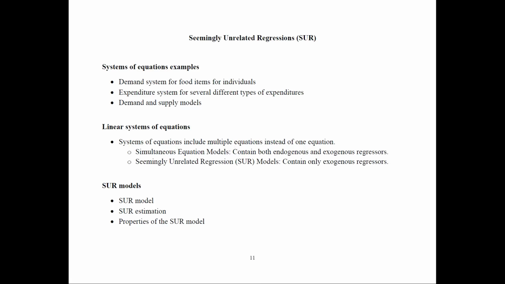So in this case, when we have systems of equations, they would have multiple equations, and the simultaneous equation models would contain both endogenous and exogenous regressors, like the previous model that we worked with instrumental variables. But the seemingly unrelated regressions contain only exogenous regressors. That's why we're saying that they're seemingly unrelated, because their relation is through the error terms. We will talk about the SUR model, the seemingly unrelated regressions model, the estimation, and the properties of the SUR model.